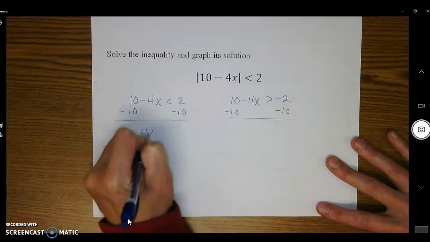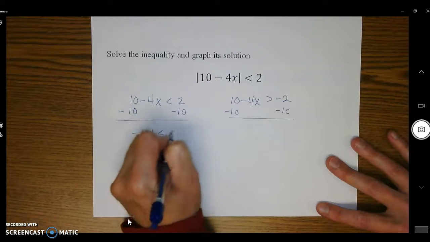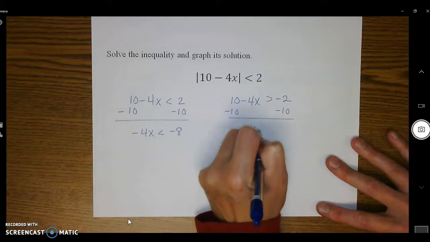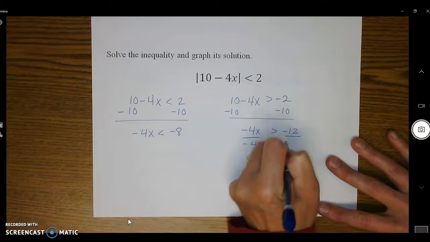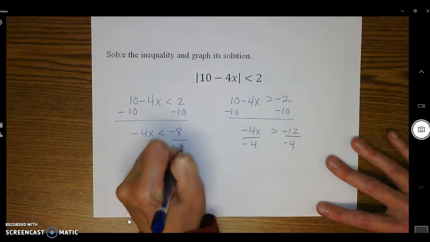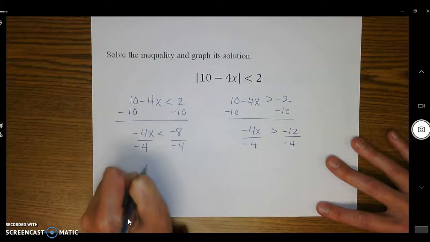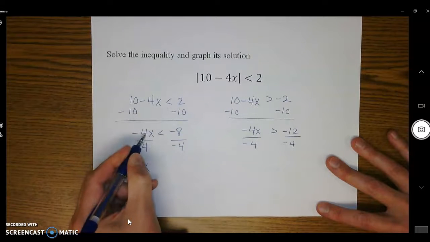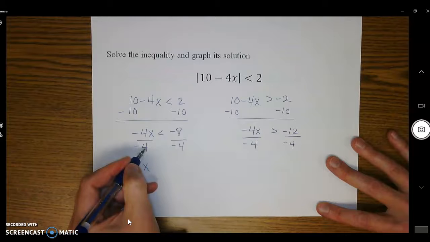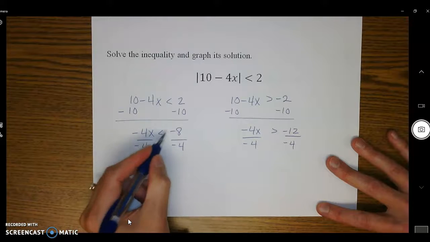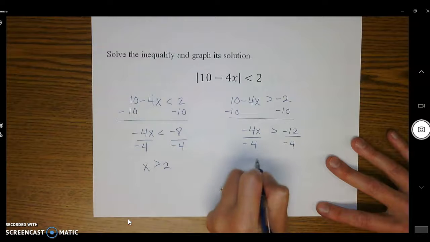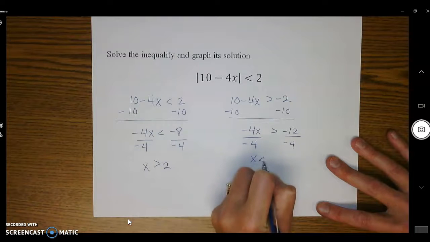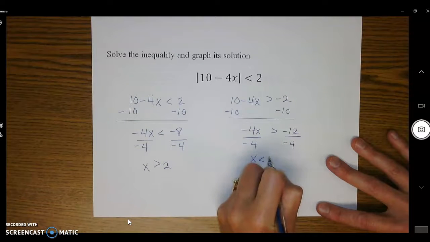So -4x is less than 2 minus 10 is -8. -4x is greater than -12. Divide by -4 everywhere. So x, remember we're dividing by a negative number. When I multiply or divide by a negative number, I must flip the inequality sign. So this will be greater than 2, and x is less than 3.